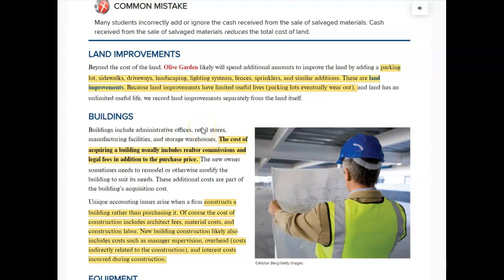Now, land improvements are different. These are parking lots, sidewalks, driveways, fences, sprinklers, and so forth. These are not included in the cost of the land. These are placed in their own separate account. You can call the account land improvements, and they will be depreciated over their useful lives. We'll talk about depreciation in a few minutes.